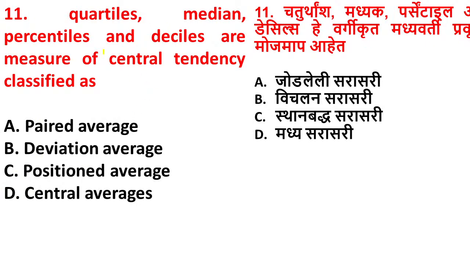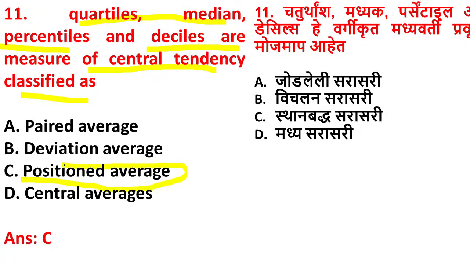Question number 11. Quartiles, median, percentiles and deciles are measures of central tendency classified as: Option A, paired average. Option B, deviation average. Option C, positional average. Option D, central average. Here the right answer is option C, positional average.